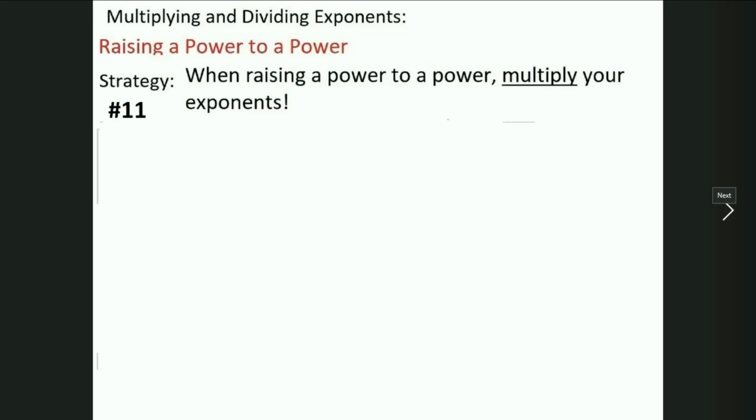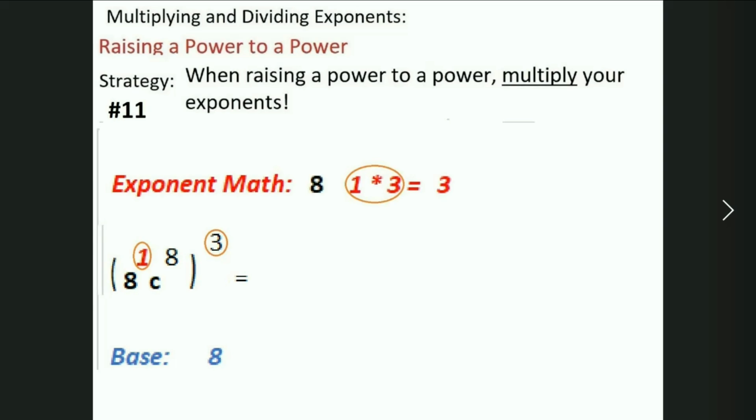All right, this is number 11. So we're looking at 8c to the 8th power raised to the 3rd power. So let's look at our numerical base first, the 8. So our base is 8, and we have that invisible 1 there. So every time you see a number or you see a variable with nothing there, there's a 1 there. Just like we don't write 1 as a coefficient, we don't write 1 when it's an exponent either. So that's that 1 times 3 equals 3. So we have 8 to the 3rd power.